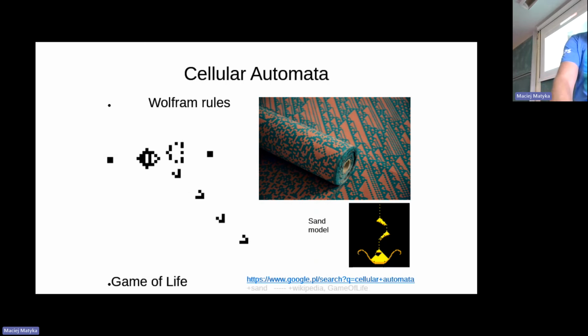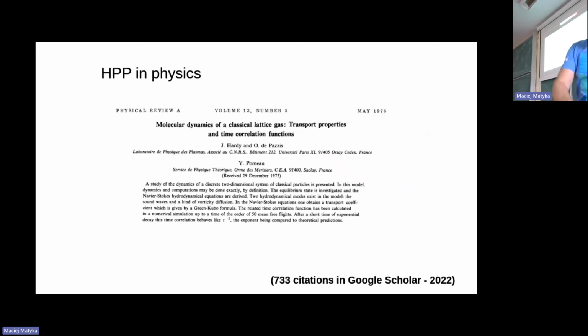This is obviously a very interesting topic, but let's move on into our physical world and fluids. One of the first papers on using cellular automata for fluids is the paper introducing the HPP model, in Physical Review A, by Hardy, Pazzis, and Pomeau. I don't know my pronunciation of French, but I try my best. Anyway, HPP because of the names.